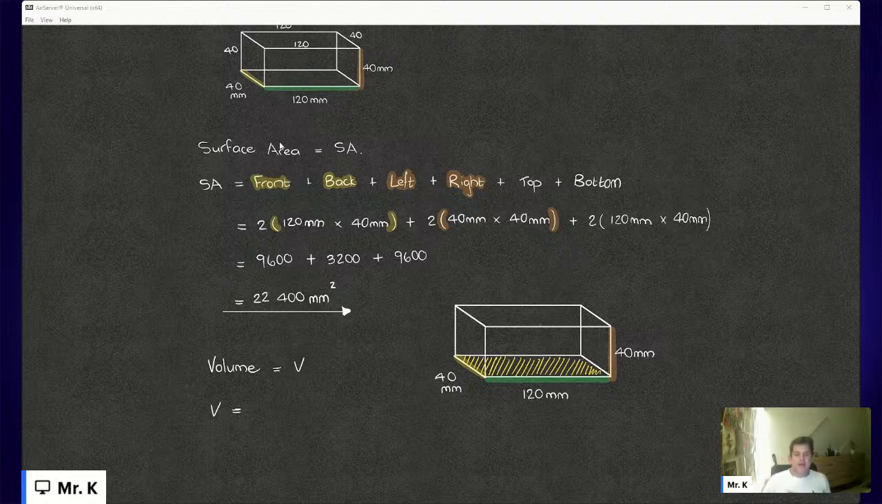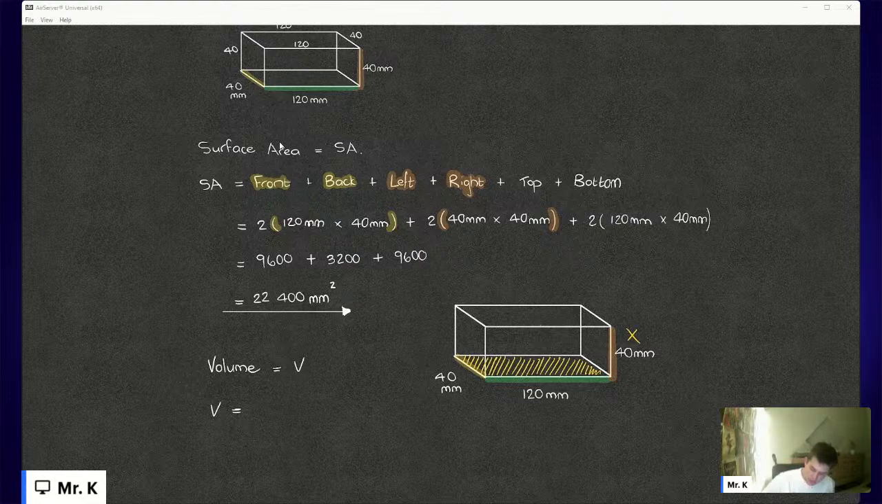Once I've found the area of the base of my shape, if it doesn't apply to every shape, but in this case, we can then multiply by the height of our shape. And you can imagine stacking pieces of paper, right? If I can create a piece of paper that's 40 millimeters by 120 millimeters, like this base over here, and then I stack 40 of those sheets of paper on top of one another, I would be able to figure out what the volume of the shape is, right?